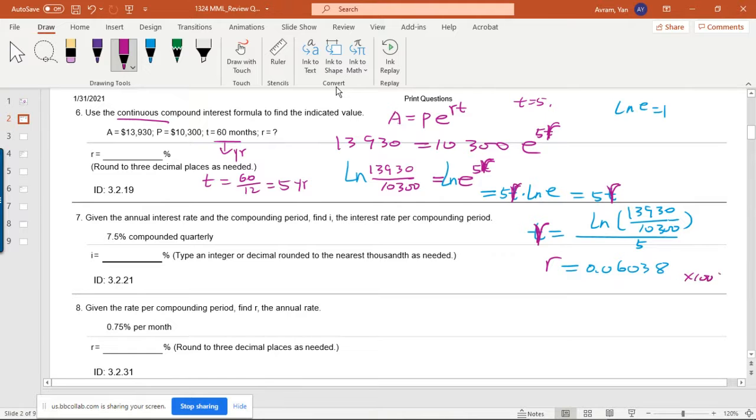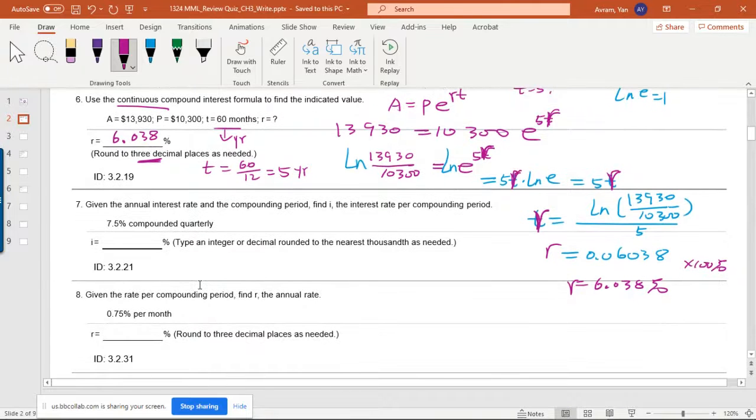And then if I want to find the percentage, I multiply by 100%. So multiplying by 100%, this is 6.038. That way, I will satisfy 3 decimal points. So now I have 3 decimal points, 6.038. Okay, so that is how we do this one in here. Any questions?